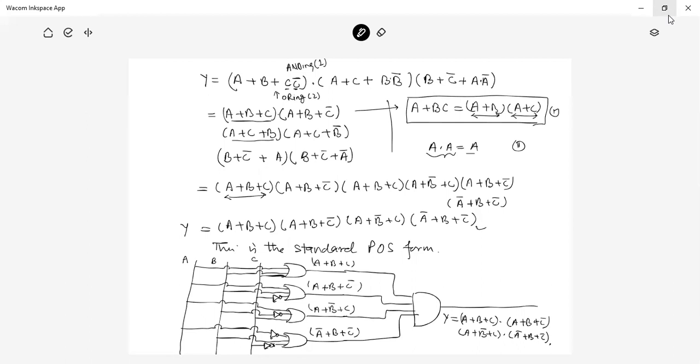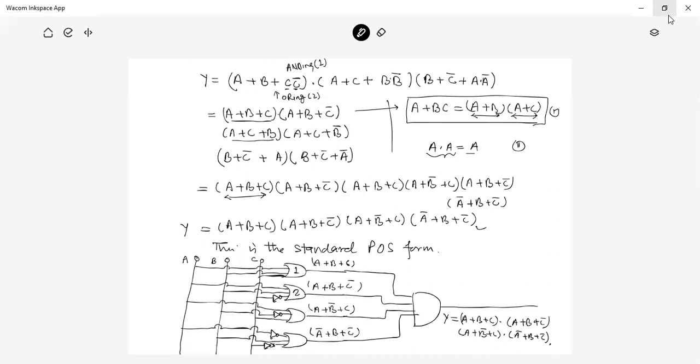This can be realized, as we have said, if there are more gates, so we can use the inputs like this. This is A input, here it is B input and C input. So the first term is A plus B plus C. The A line is connected to the first OR gate, here the B line is connected to the first OR gate, and here the C line is connected to the first OR gate. So the output is A plus B plus C. This one is the output of the first OR gate.